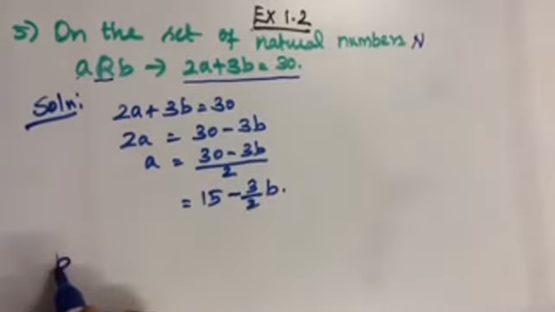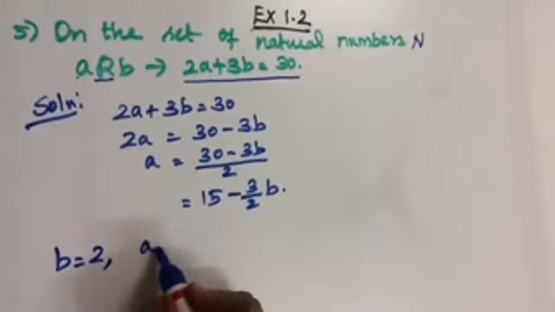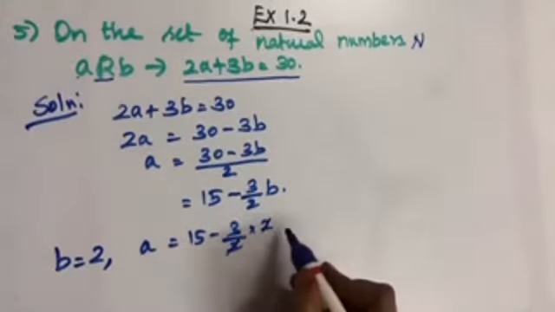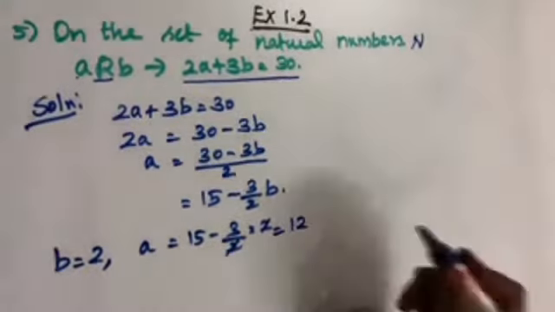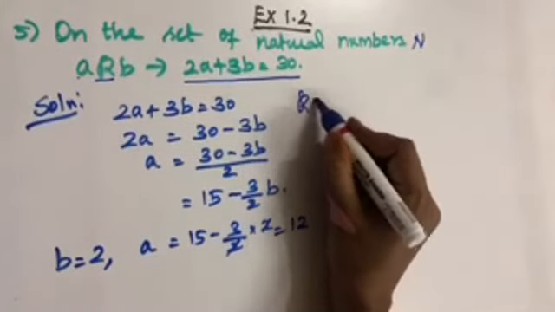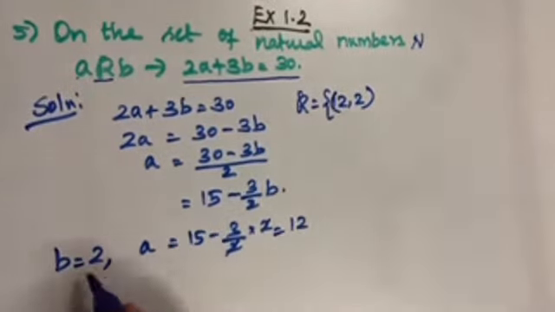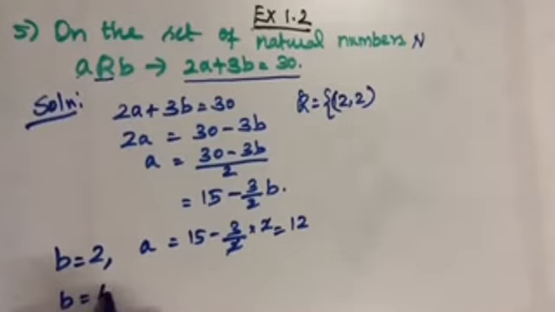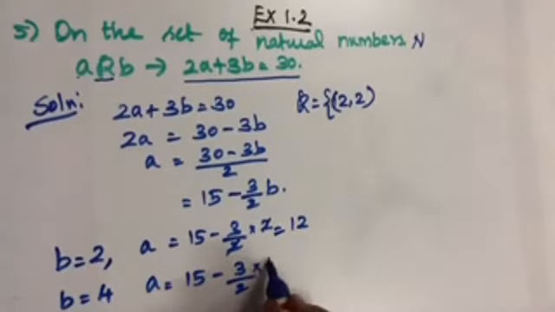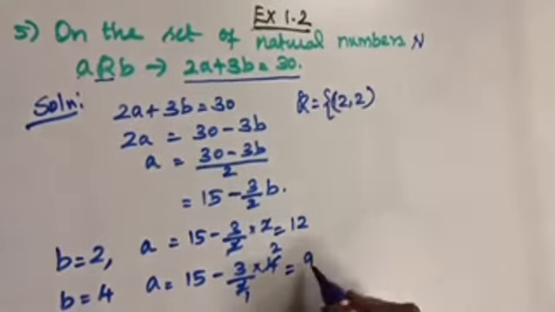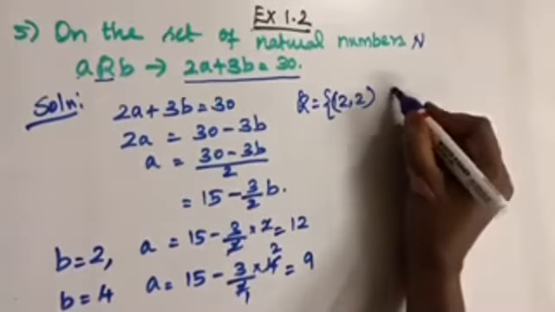Okay. So, when B is equal to 2, A becomes 15 minus 3/2 times 2. So, the 2s cancel, 15 minus 3, it is 12. So, the first pair in the relation is 12, 2. A is 12 and B is 2. When B is equal to 4, A is equal to 15 minus 3/2 times 4. 2 2s are 4, 3 2s are 6. 15 minus 6, it is 9. So, the second pair is A is 9, B is 4. So, 9, 4.